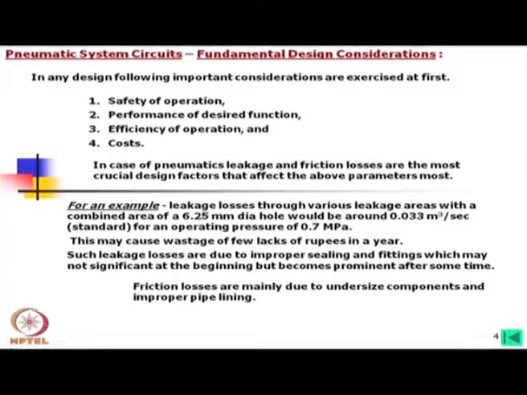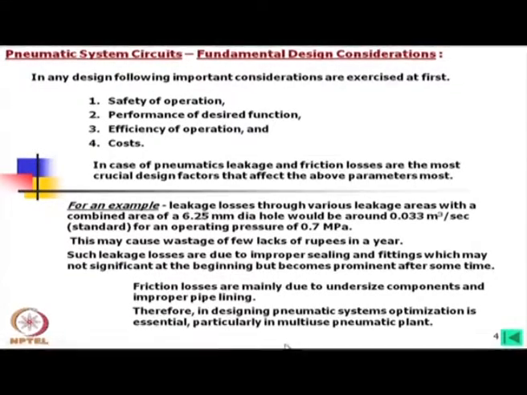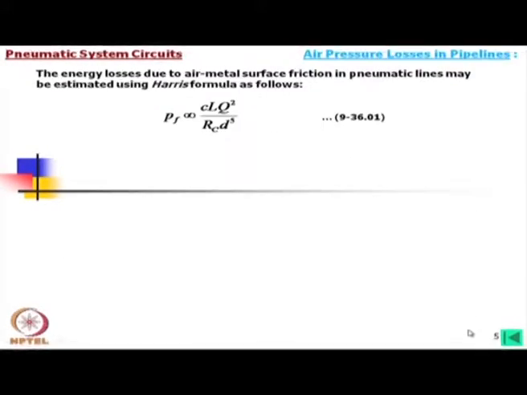Now, you see that while we are making this pipe lining, definitely we will select the optimum size. It should have minimum leakage loss, and it should not be of huge volume, because to fill the whole conduit, if the amount of air is too high, there will always be leakage losses. So, we cannot control the leakage losses in any other way. Therefore, in designing a pneumatic system, optimization is essential, particularly in a multi-use pneumatic plant.